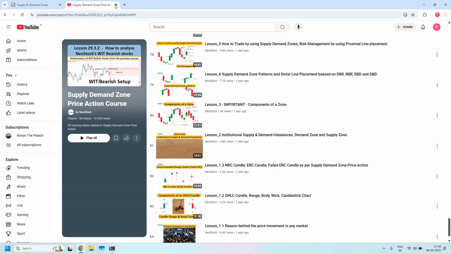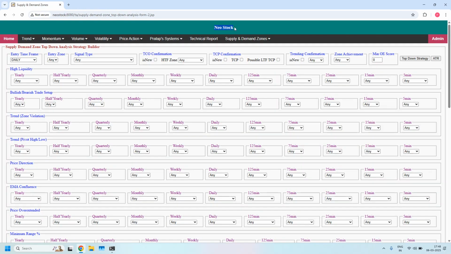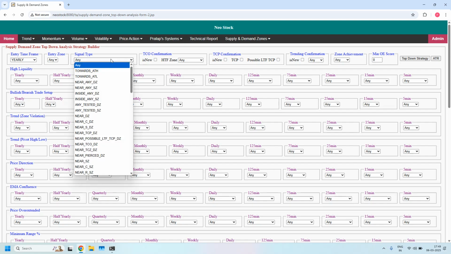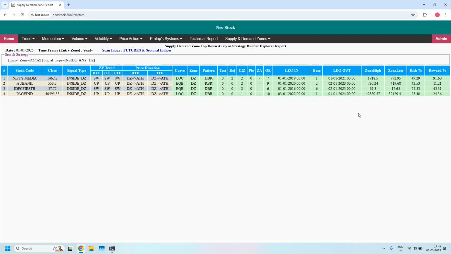Now let's get into the report generation with the help of NeoStock Software Supply Demand Zone Top-Down Analysis Strategy Builder. First, I am going to generate stocks near demand and supply zones and also price closed inside demand and supply zones for different time frames. So starting with the yearly time frame, price closed inside the yearly demand zone, we got 4 stocks.